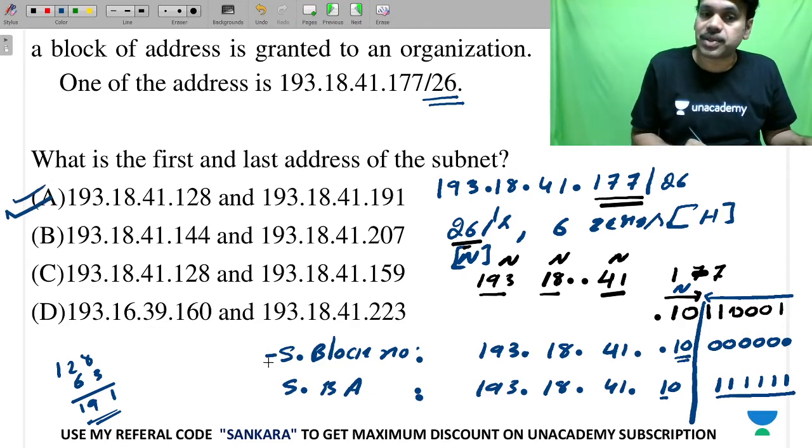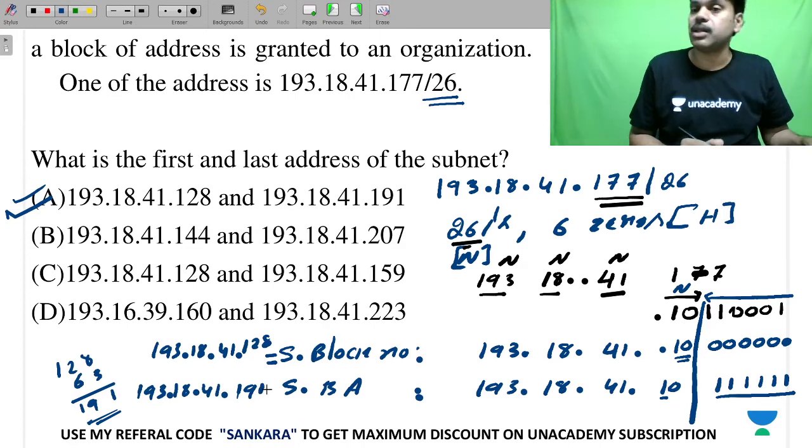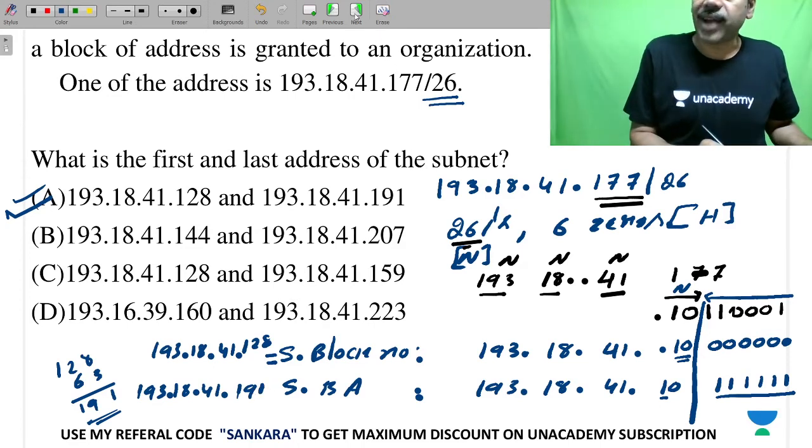Starting number is 193.18.41.128. Please convert into decimal. And the next one, 193.18.41.191. This is your ending number. Okay. Now let's crack the next question.